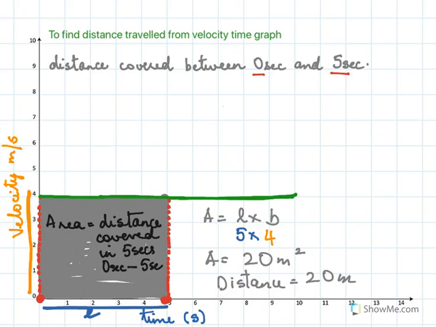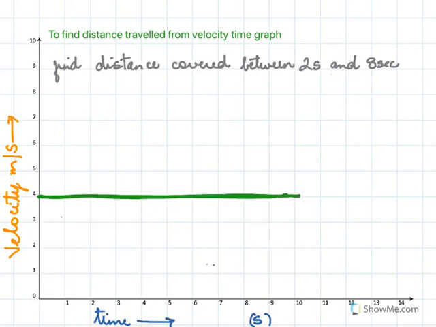That is the area of this entire rectangle. Now for the same graph, we'll find the distance covered between 2 seconds and 8 seconds. So let's mark out 2 seconds and 8 seconds. 2 seconds is here at this point, and 8 seconds is here. The area below the velocity time graph will give us the distance.